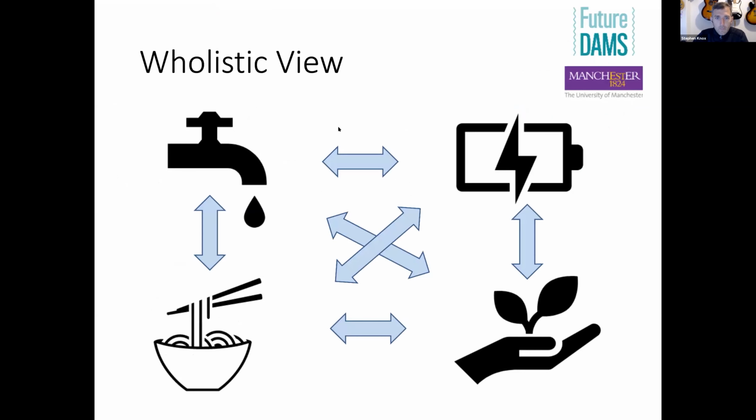what we're trying to solve in the Future Dams project is this idea that if you want to create a holistic view of an entire system, not just the water system, but the thing as a whole, you need to take into consideration the water system, the energy system, the food system, and the environment at the very least. And there's lots of other things, but not only do you need to consider all of these things, you also need to consider the interdependencies between them.